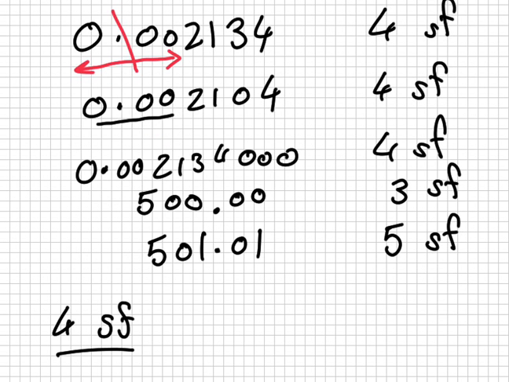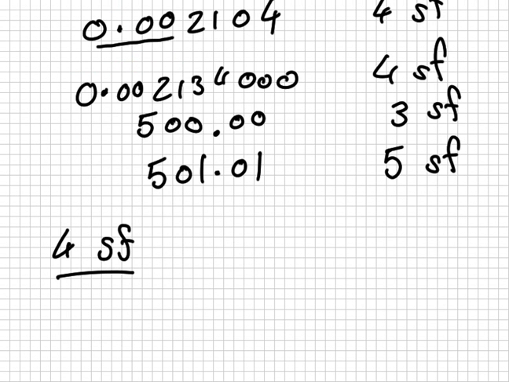So if you get like 500,000, you need to include only 4. So you have to write 5,000, or you have to write 5 times 10 to the power of 1. That's what I was saying.